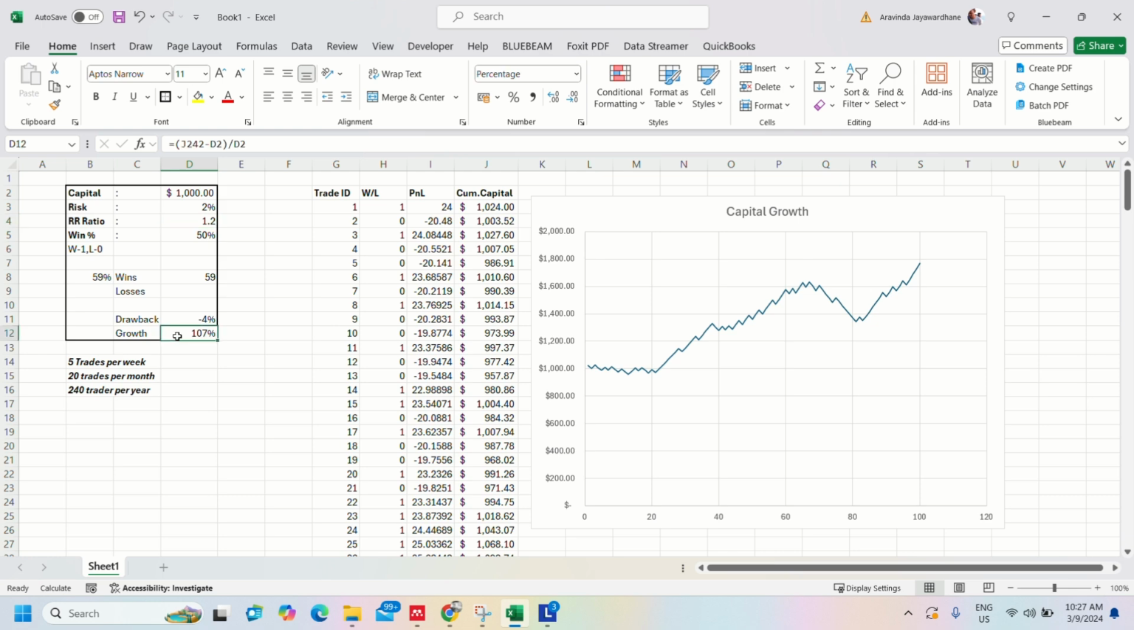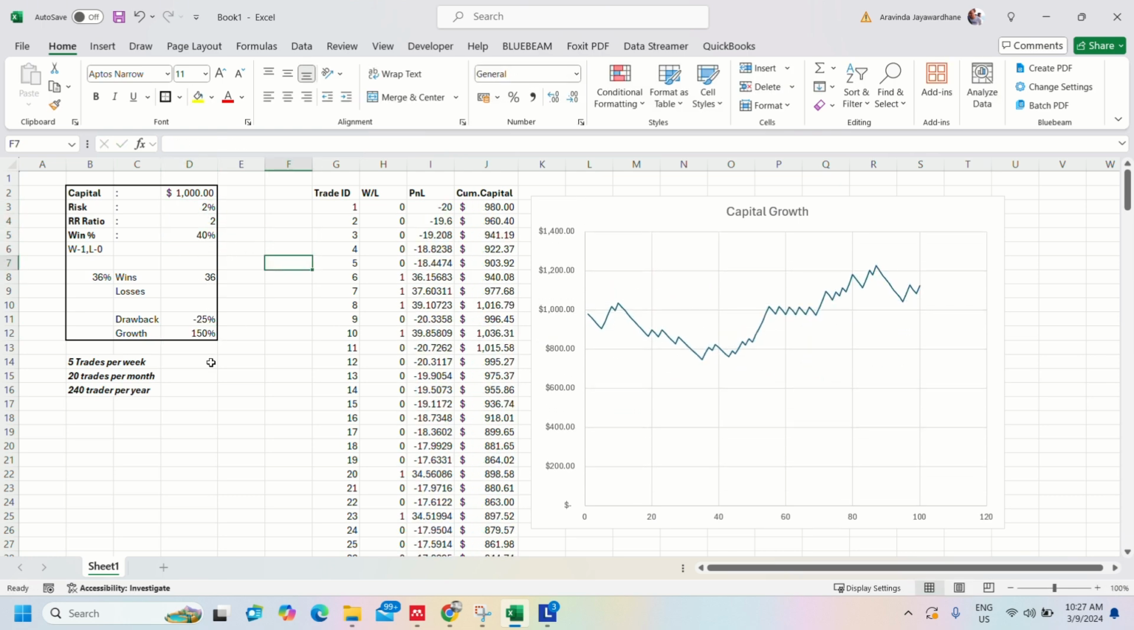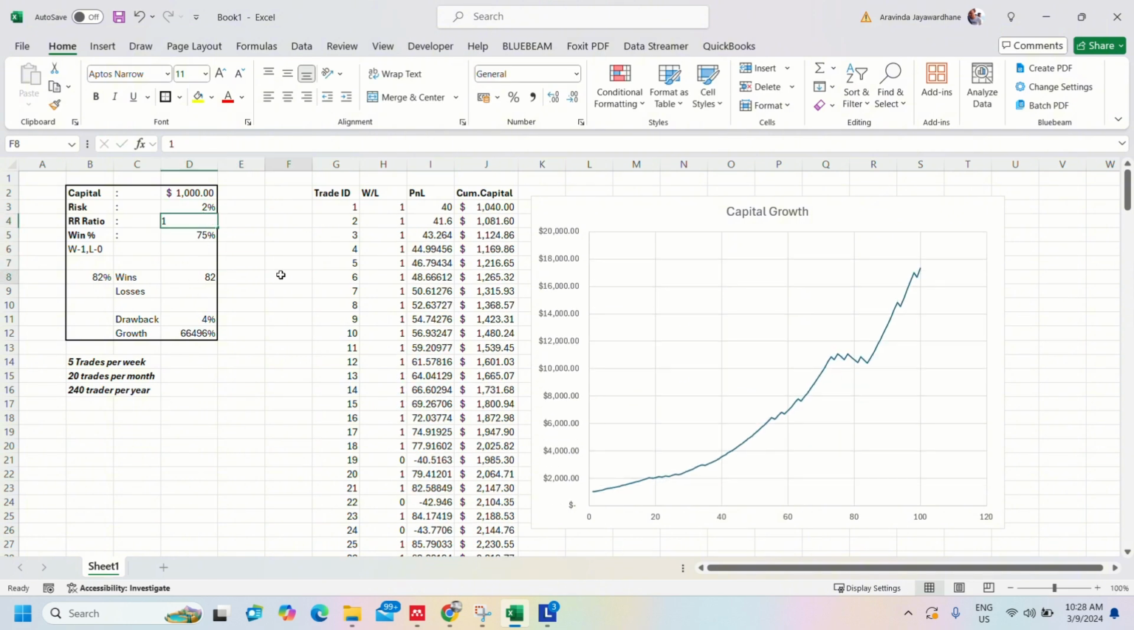Now let's explore how some of the world's most successful traders trade models and how we can apply these principles to our own risk management model.